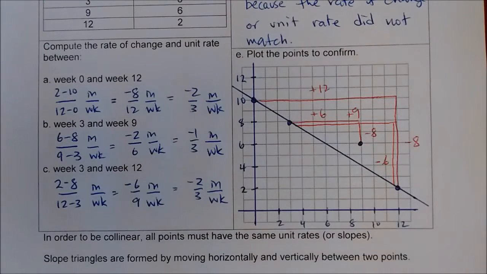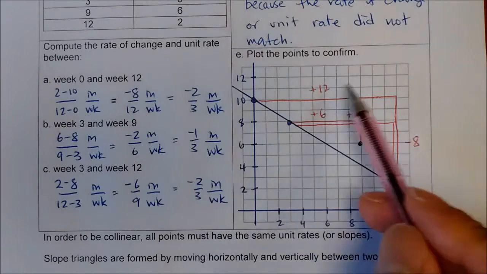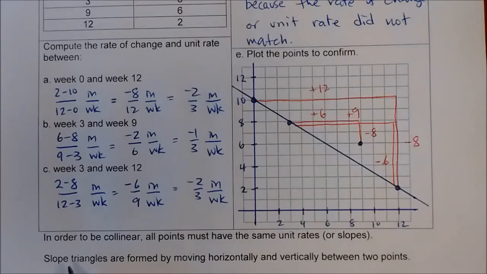So a couple points to take away from this. In order to be collinear, all points must have the same unit rates or slopes. So in order for points to be collinear, they all must have matching unit rates, or in other words, matching slopes. And these red triangles that are drawn here are called slope triangles. They're formed by moving horizontally and vertically between 2 points. So go ahead and pause the video and discuss what you learned in this example.